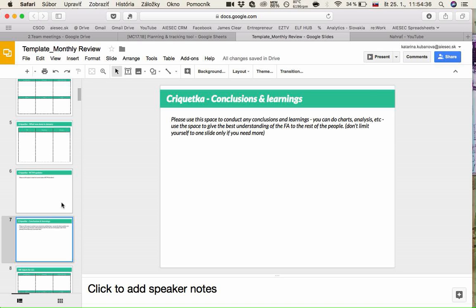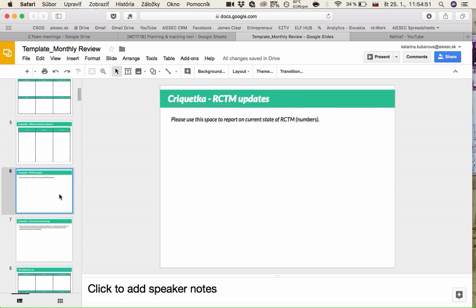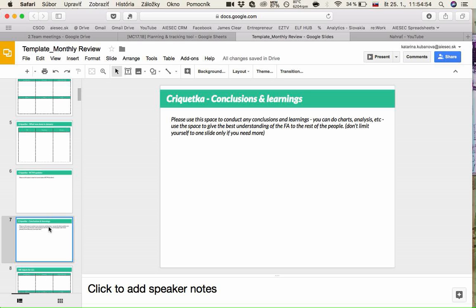With this, don't limit yourself to these two slides. Use as many slides as you need. So, for example, use charts, use pie charts to show what is currently happening, from where we get membership, in Cricketka's case. For example, what the grades at school are, where we get our membership from, whether they are first graders, second graders, just so we as MC can also better understand what is really happening. And when it comes to conclusions and learnings in general, try to figure out what the main takeaways are, what those numbers tell us, what the situation in the area is, and so on.